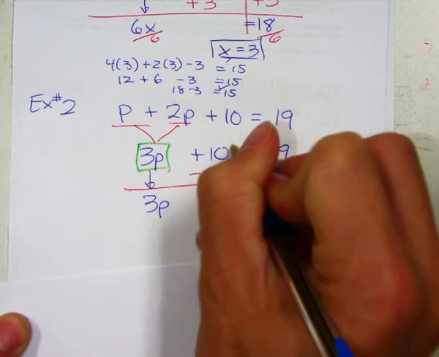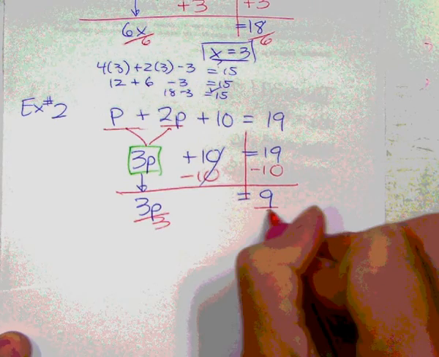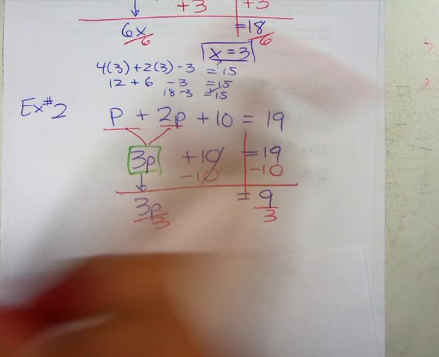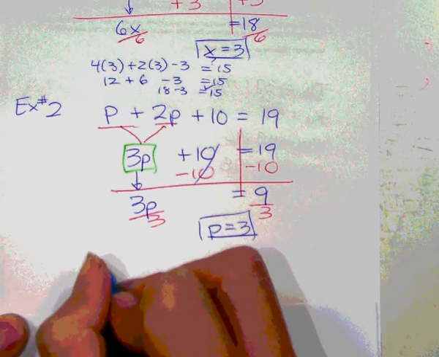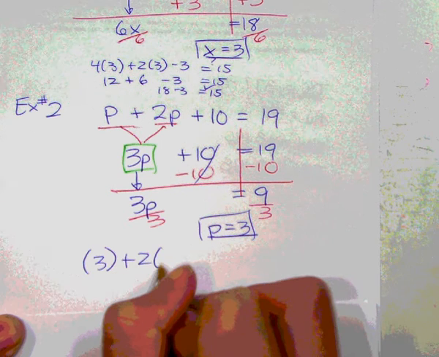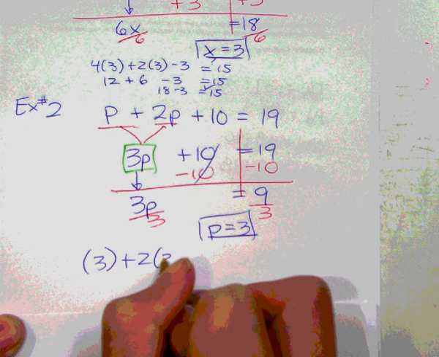So 3p crosses out. And I find out that p is equal to 3. I can now double check my work and plug it back in. Very exciting stuff here. 3 plus 6, that's 9. Plus 10, that's 19. Oh, wonderful. So 19 does equal 19. Aha! We are good.